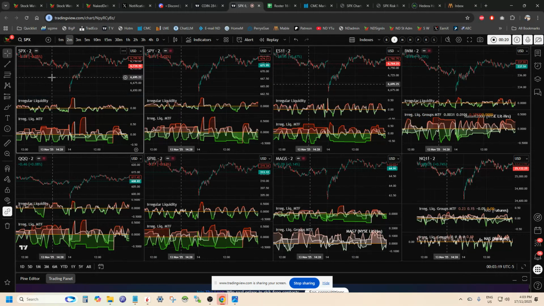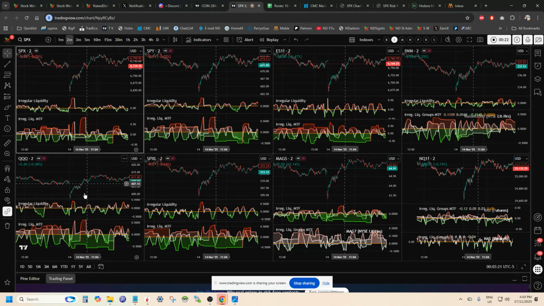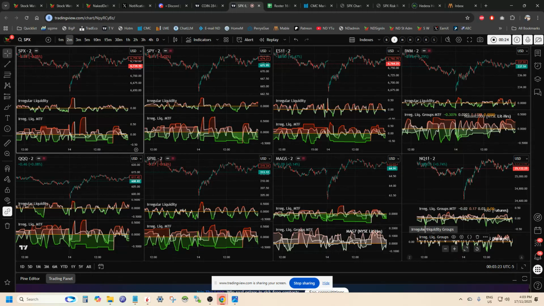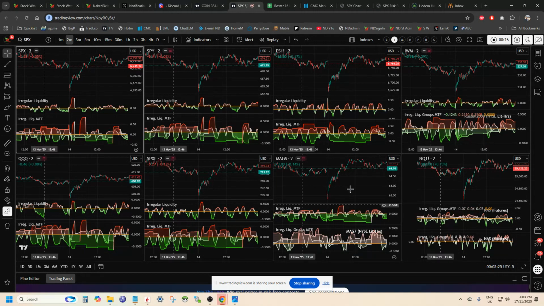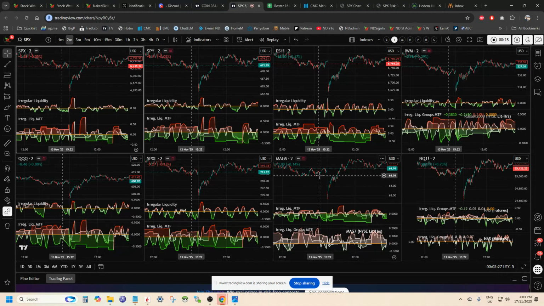So the first thing I would do is I'd be looking at a group of indexes. So I've got 8 bits of indexes or things that are similar to indexes. Here a group of MAGs, ETF, looking to see where the trade would come from.